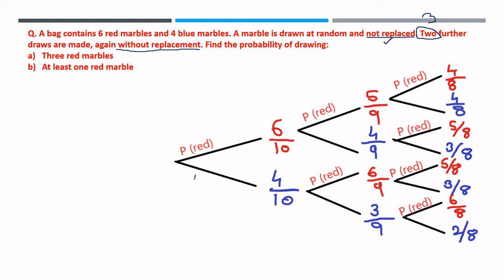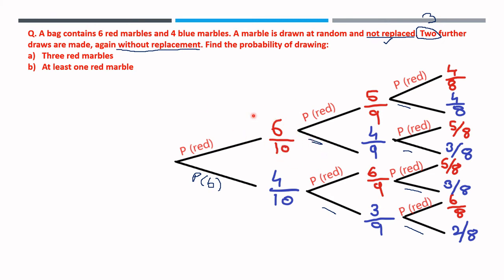Over here it will be P blue, okay? Here it will be probability of blue, probability of blue, probability of blue, okay? So yes, this is the probability of red, 6 out of 10. 6 plus 4, total outcomes 10, and red marbles there are 6.